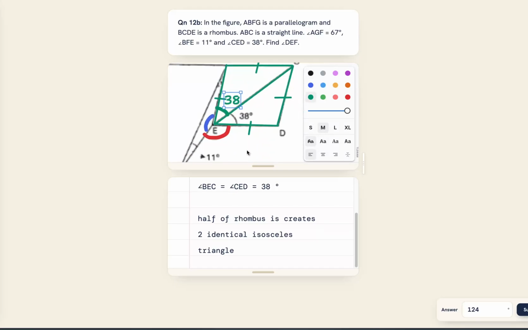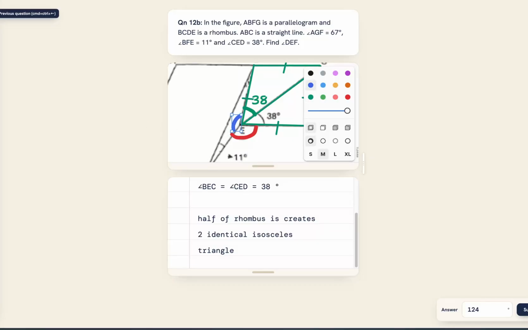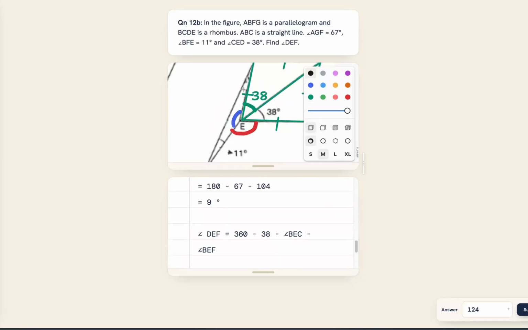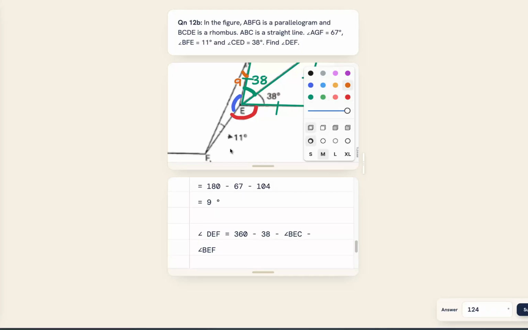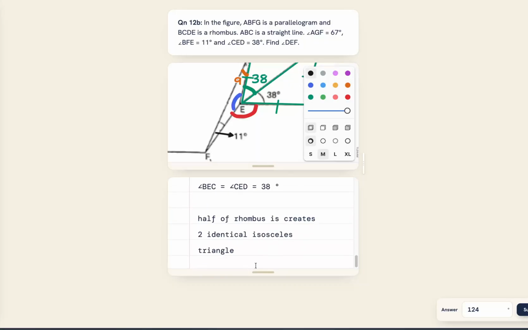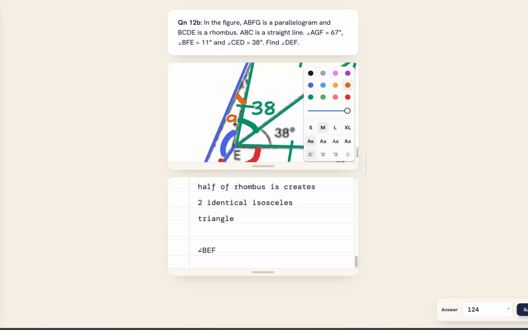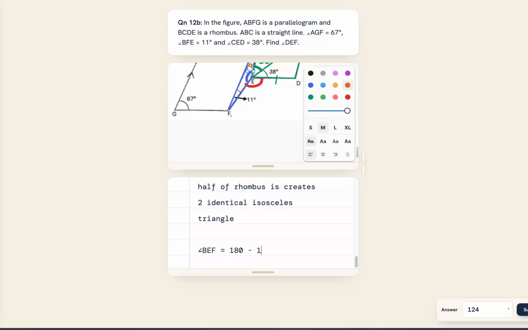The next thing is we need to find this blue angle over here. So earlier we have calculated this 9 degrees over here. So FBE over here, this little triangle, you see this orange is 9 degrees. We also know that this other angle is 11. So BEF over here is this little blue triangle. So BEF is equal to 180 minus 11 minus 9. This will give us 160 degrees.